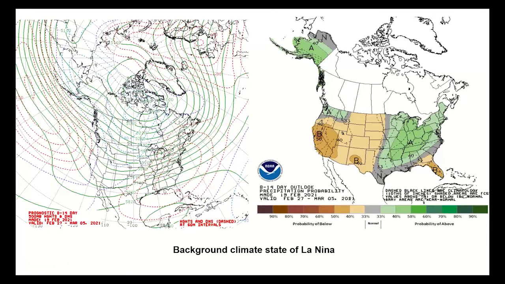So this 500 millibar pattern, very typical for late winter background climate state of La Nina, with the subtropical ridging over the Gulf of Mexico, southeastern United States, amplified troughing over the western U.S. So a good signal for a nearly stationary frontal boundary, lots of moisture to work with. So week 2 precipitation outlook was calling for elevated chances of above normal precipitation.